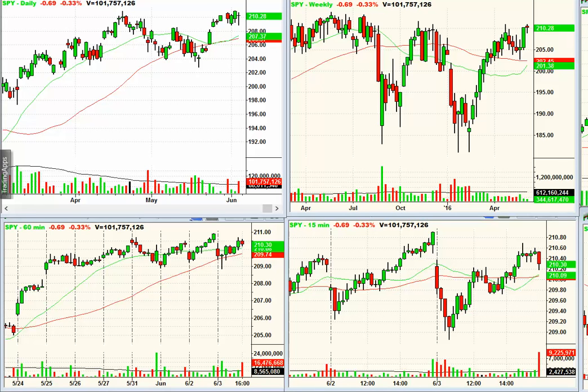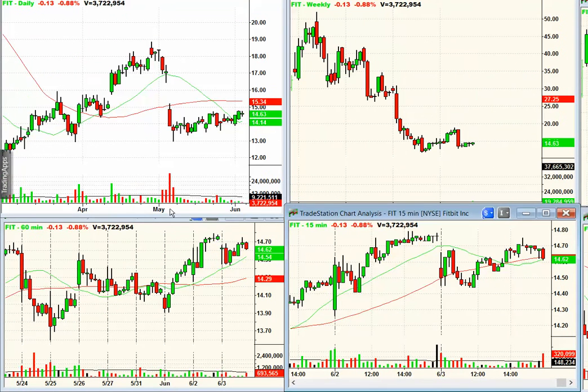Okay, which will segue nicely into my Fitbit trade I talked about in the last video from April 30th. If you don't know about that one, check it out. I won't go over what I talked about there, but I'm going to talk about that back two-thirds of the position. As I mentioned on Fitbit, I had gotten long on this break above on the daily chart here. You'll see it right here.